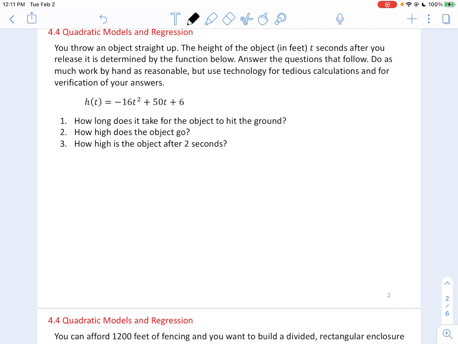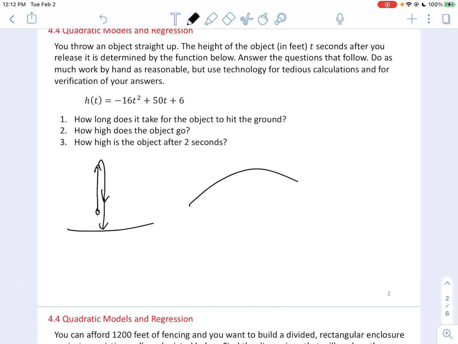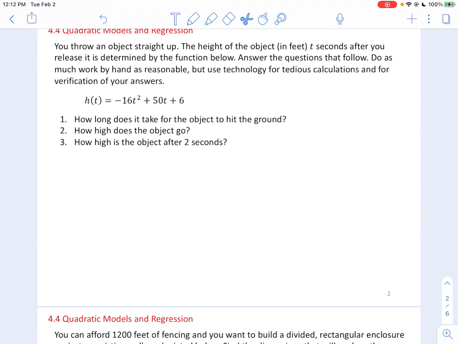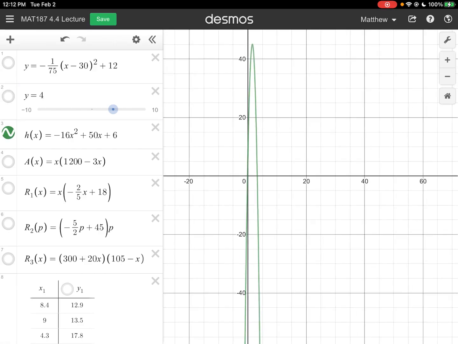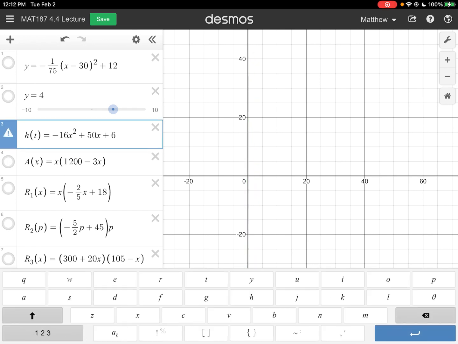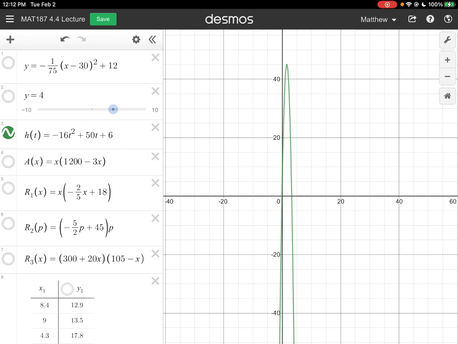Now this is actually a situation where an object is being thrown straight up. It's going to turn around and come straight back down. So this is not like the ball, where the ball went off to the side as well. So I'm going to graph this function h of t. I've already typed it in as h of x. Desmos will also recognize t's as input variables. Anyway, here we have a function h of t.